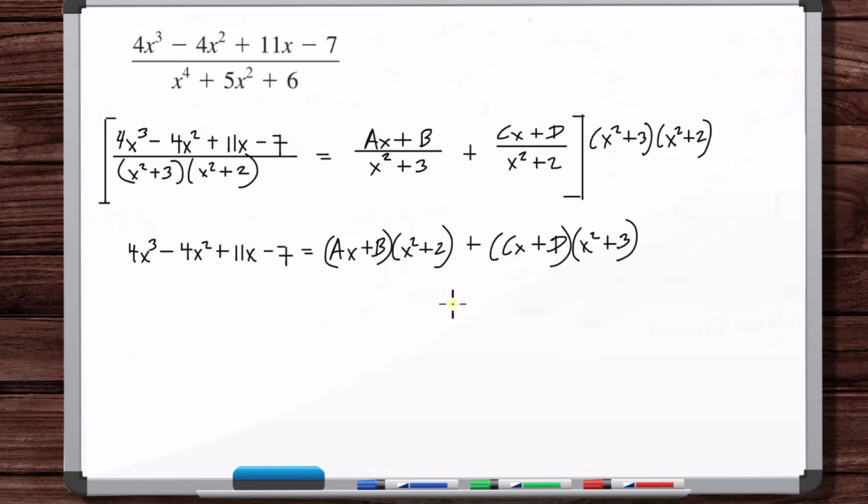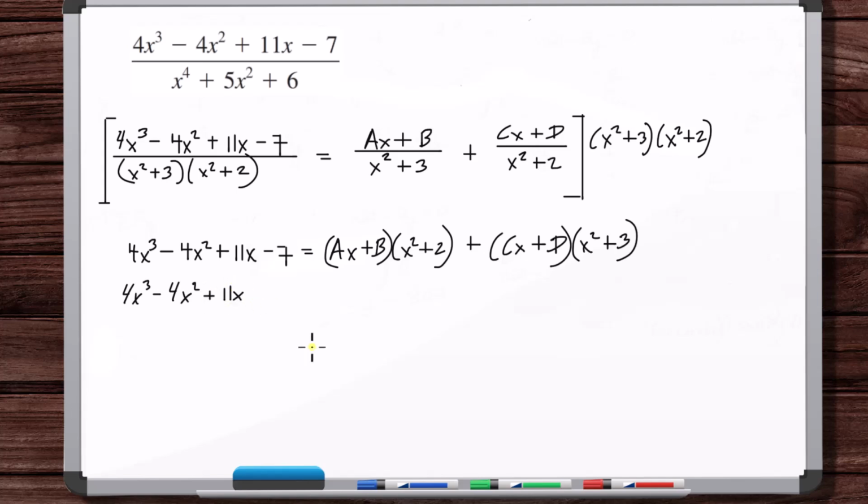Okay, so can we input something and get a quick constant? Input an x and get a quick constant. If we said x is equal to 0, it looks like we could get an easy equation for b and d, which we might come back and do. We'll see. But let's just go ahead and distribute all of this and combine the like terms.